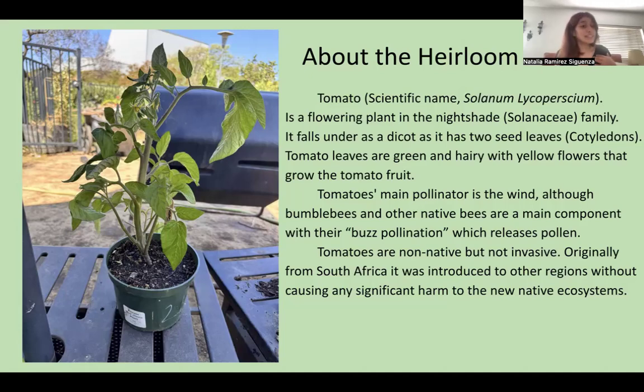That is actually something I didn't know beforehand, and I learned after gardening that tomatoes grow originally from the flower. The fruit grows from the flower. The tomato's main pollinator is the wind, and although bumblebees and other native bees are a main component with their buzz pollination, which releases pollen, it does grow mostly from wind. And that is one thing I also had documented throughout the process.